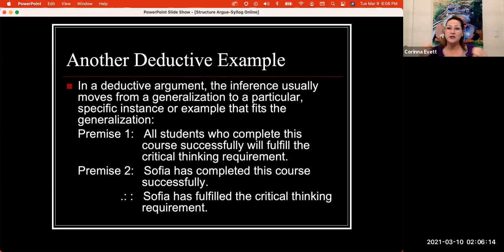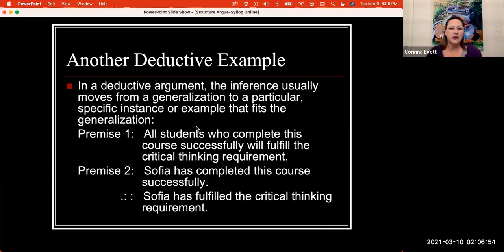So here's another example. You're going to notice also with our deductively reasoned arguments that our inference, go back to what we talked about, inference, judgment, and fact. Our inference usually moves from a more general idea, and then it gets more particular and specific, and the instance or example that fits that generalization. So we move from the general, sort of broad, to the more specific. So all students who complete this course, meaning English 103, successfully will fulfill the critical thinking requirement for GE and transfer. Sophia has completed this course successfully. Therefore, Sophia has fulfilled the critical thinking requirement.